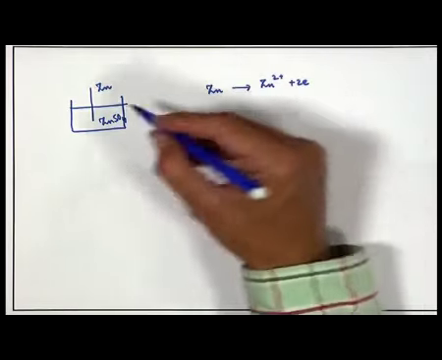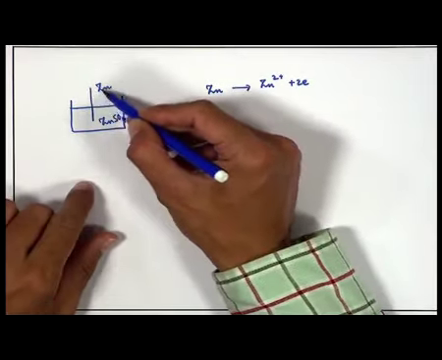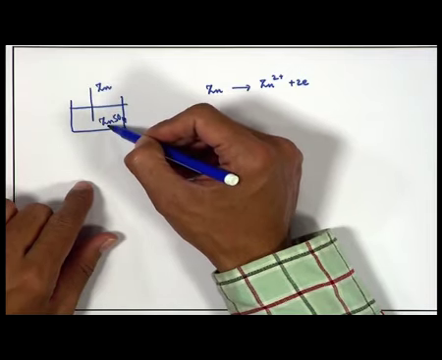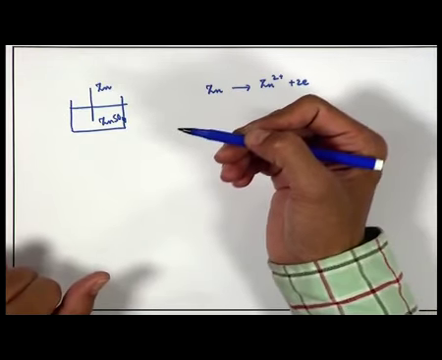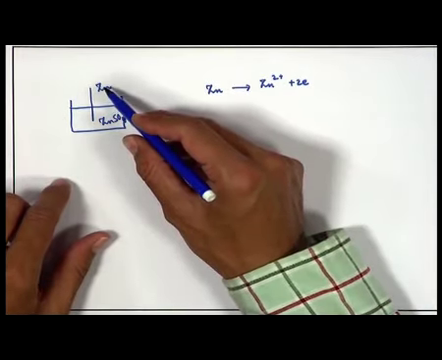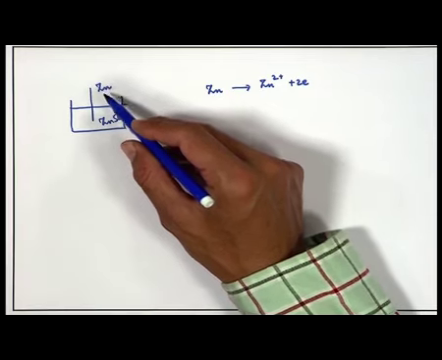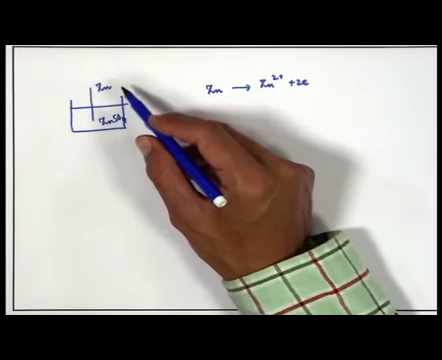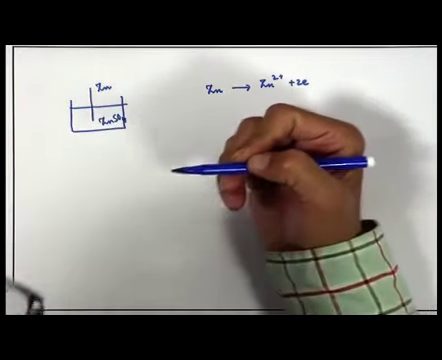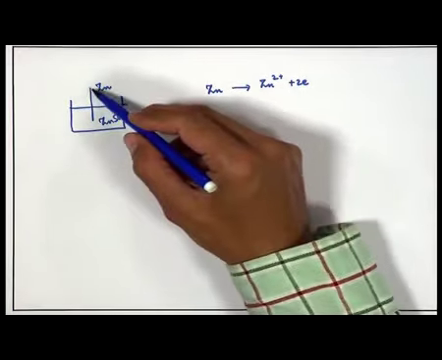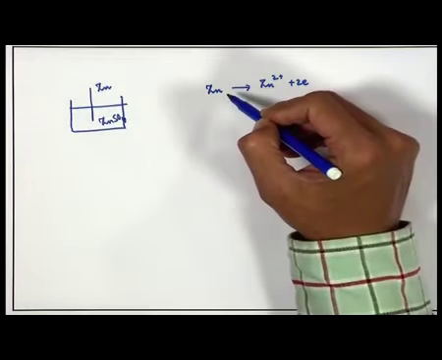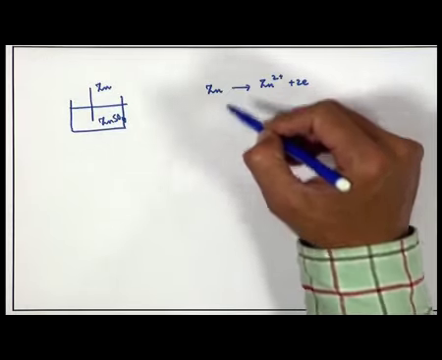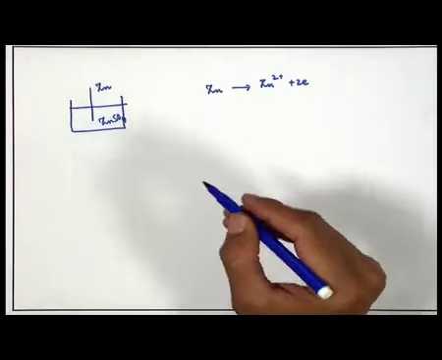So, whether zinc will try to be oxidized or copper will try to be reduced, that depends on the specific characteristic of the metal in question. That is what is called the half cell potential. Half cell potential will dictate whether zinc will have higher tendency to get oxidized or copper will have more tendency to be oxidized.